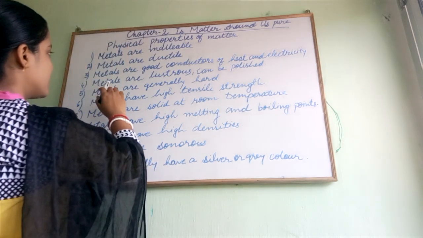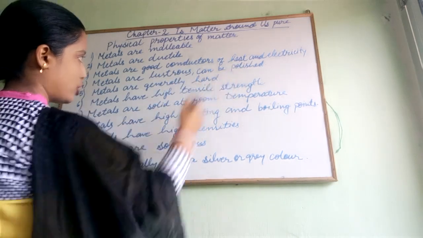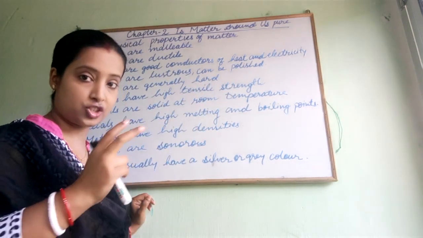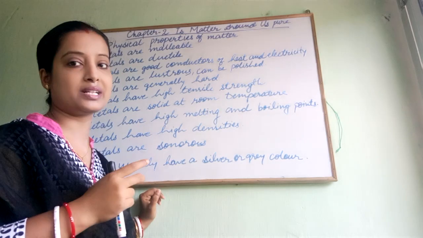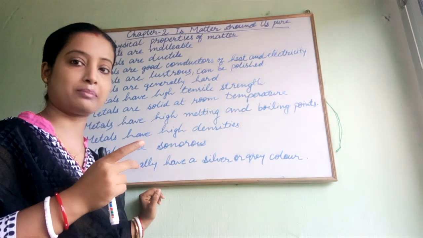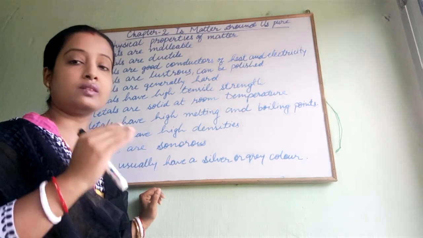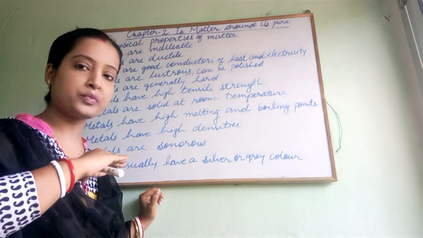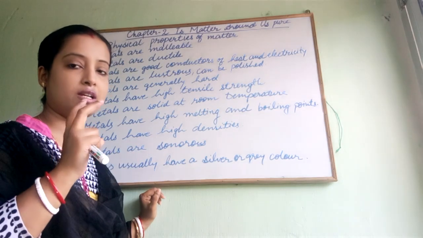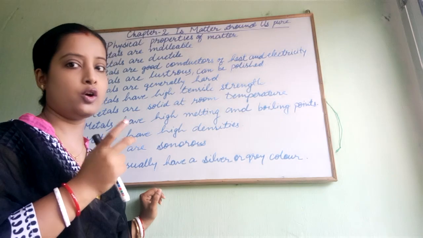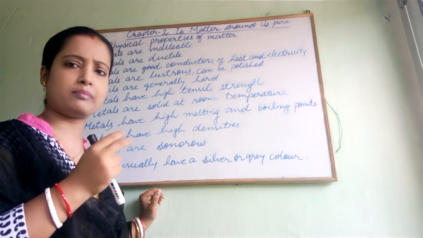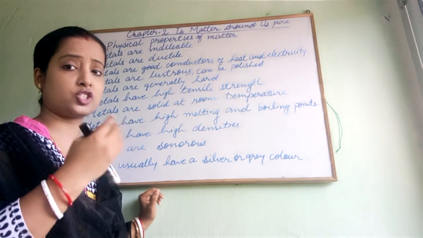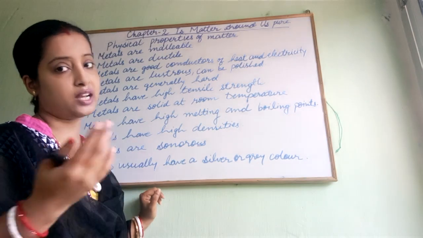Now comes this one, metals are lustrous and can be polished. Lustrous means having luster, the metallic luster. All metals have metallic luster. That means they are shiny in appearance. If you see the upper portion of metals, they have a shiny appearance. But, of course, some metals lose their shiny appearance with time, and they can be polished again.